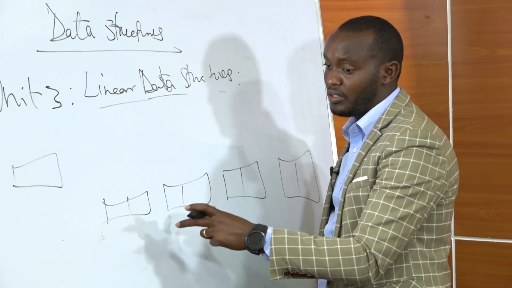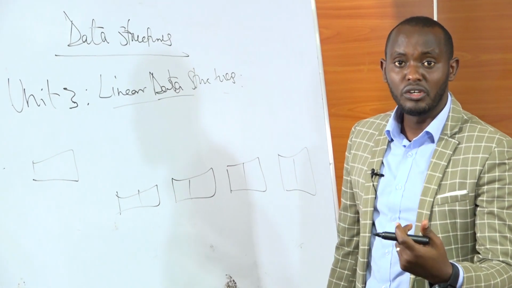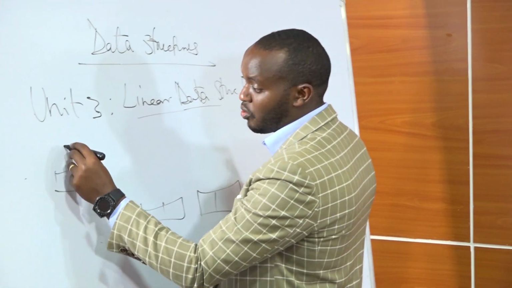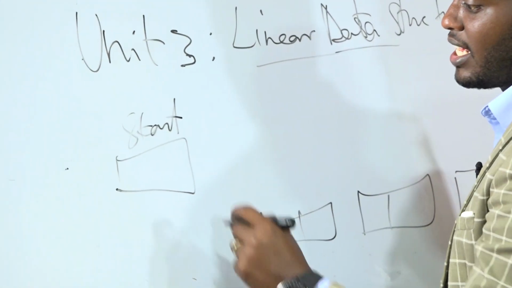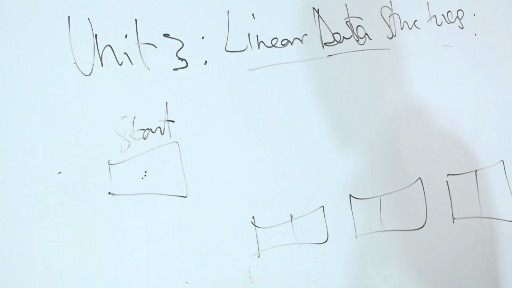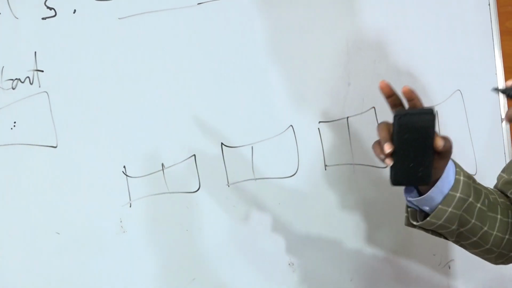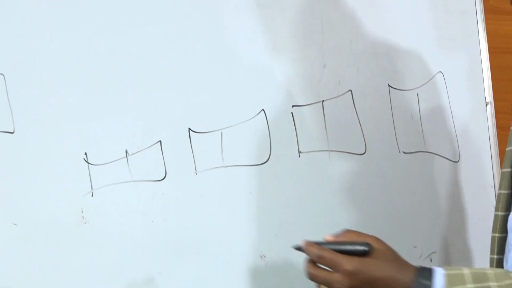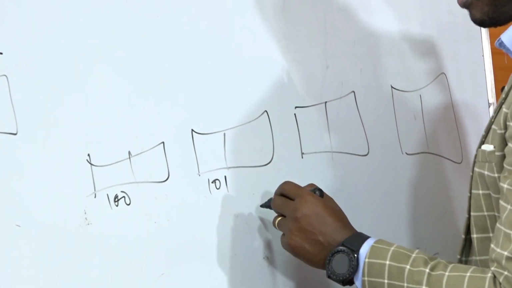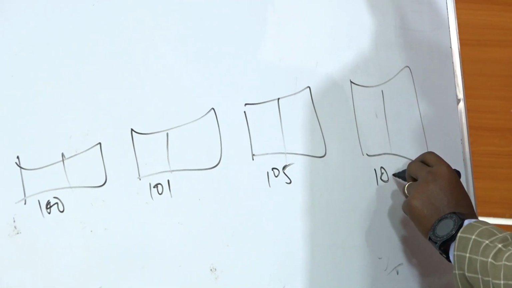Nodes are made up of a data field and a pointer field. And every node must have an address. So there is always a starting node, called the start node, that must point to the first node of the list. To point to the first node, every node that makes up a list must have an address. Let's say this is address 100, this is address 101, and this is address 105, and this is address 110.